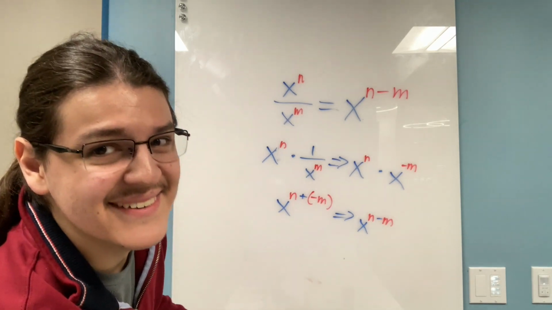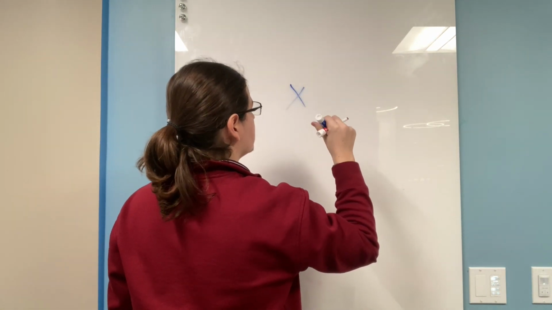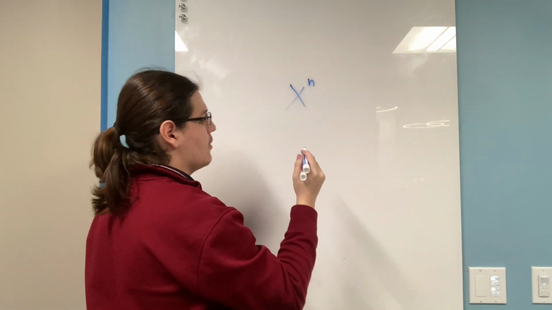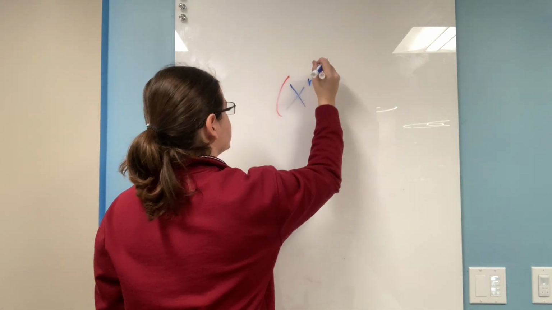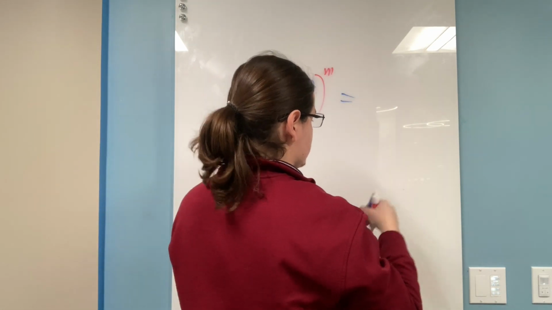Pretty neat, huh? Now, what if we had, let's say, x to the nth power, and that was raised to a power? What would that look like?